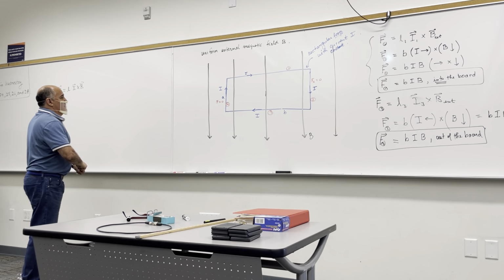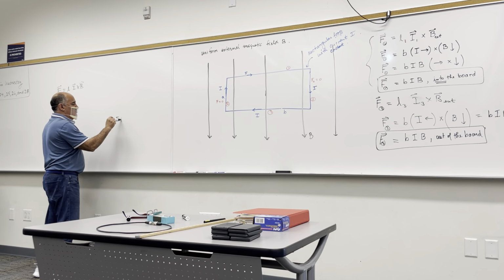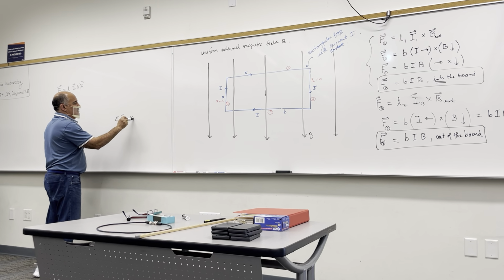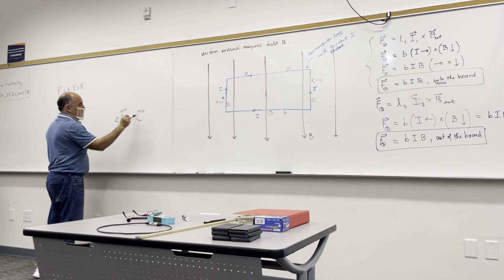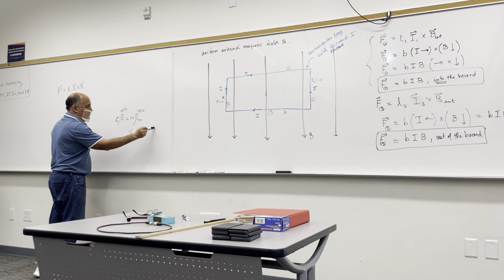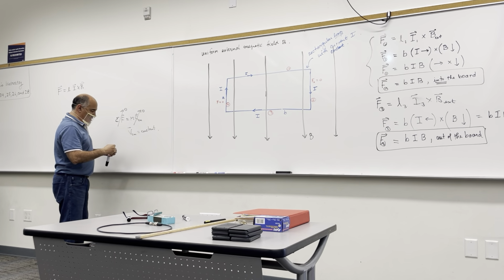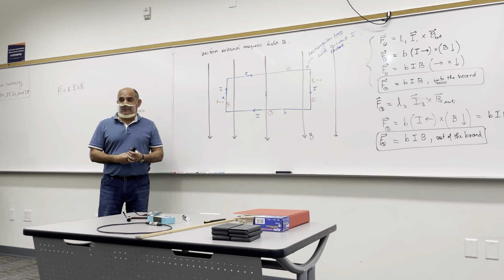So, the sum of the forces is equal to the mass times the acceleration of the center of mass, right? But this one is going to be 0. So the acceleration of the center of mass is going to be 0. So that means that the velocity of the center of mass will be constant. But since it was 0 to start with, it'll just stay at 0. In other words, this loop is not going to go anywhere.